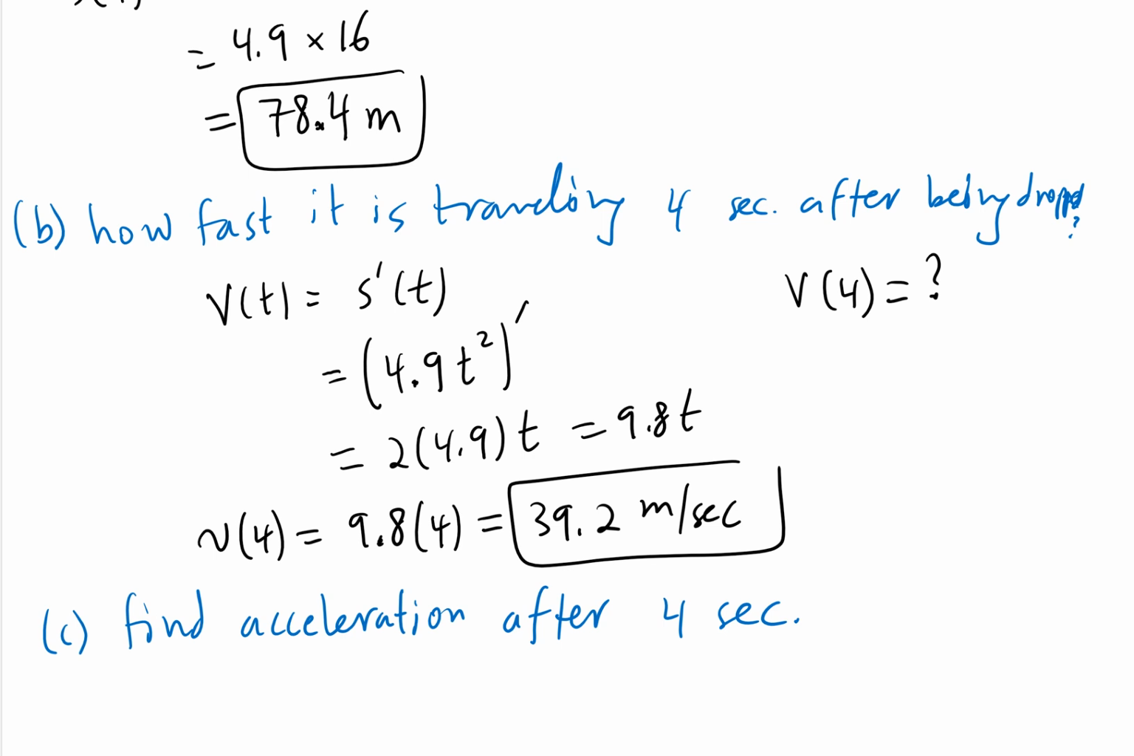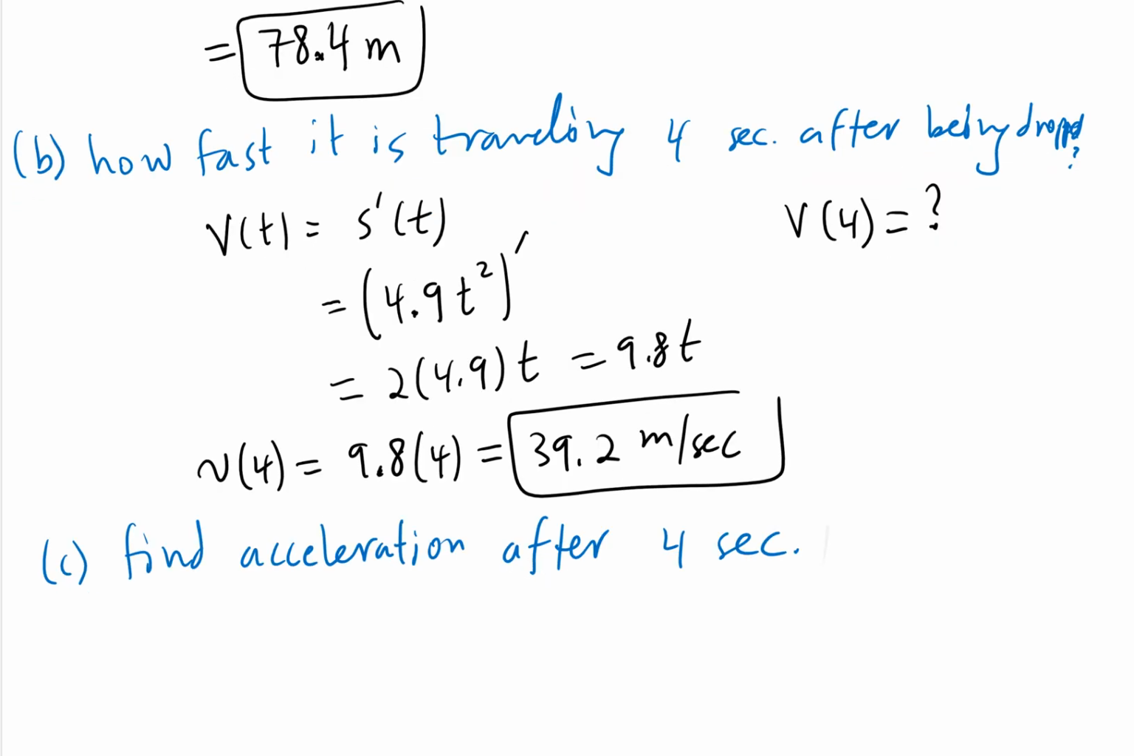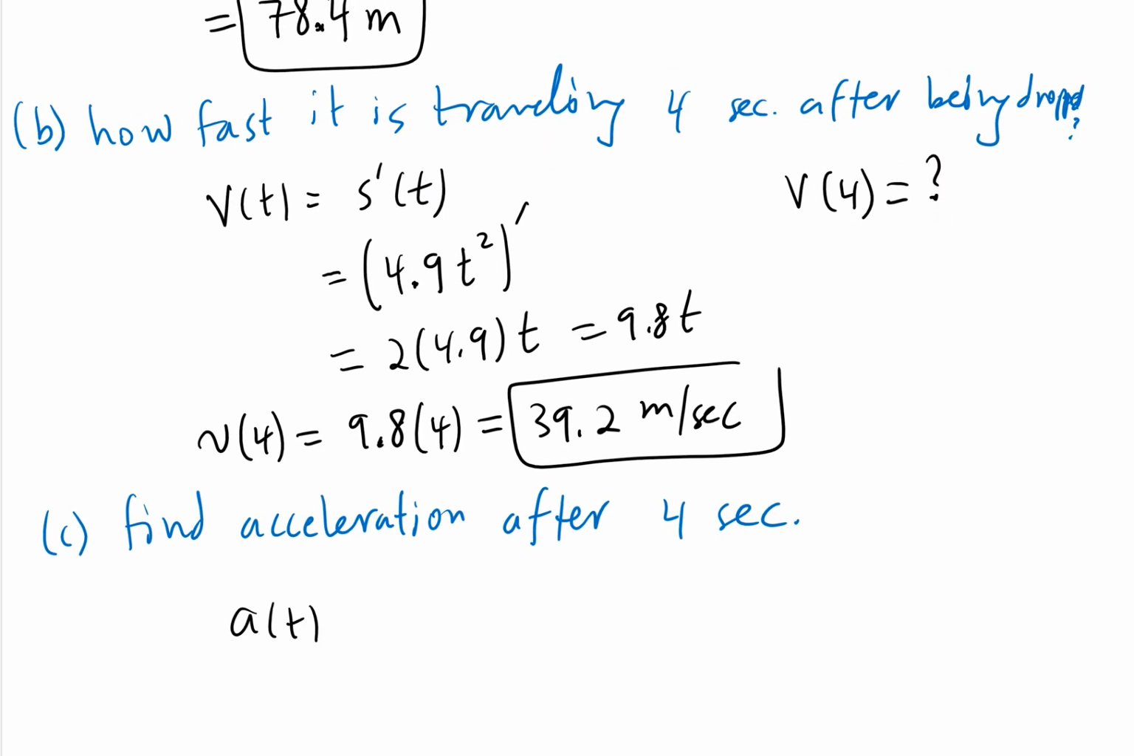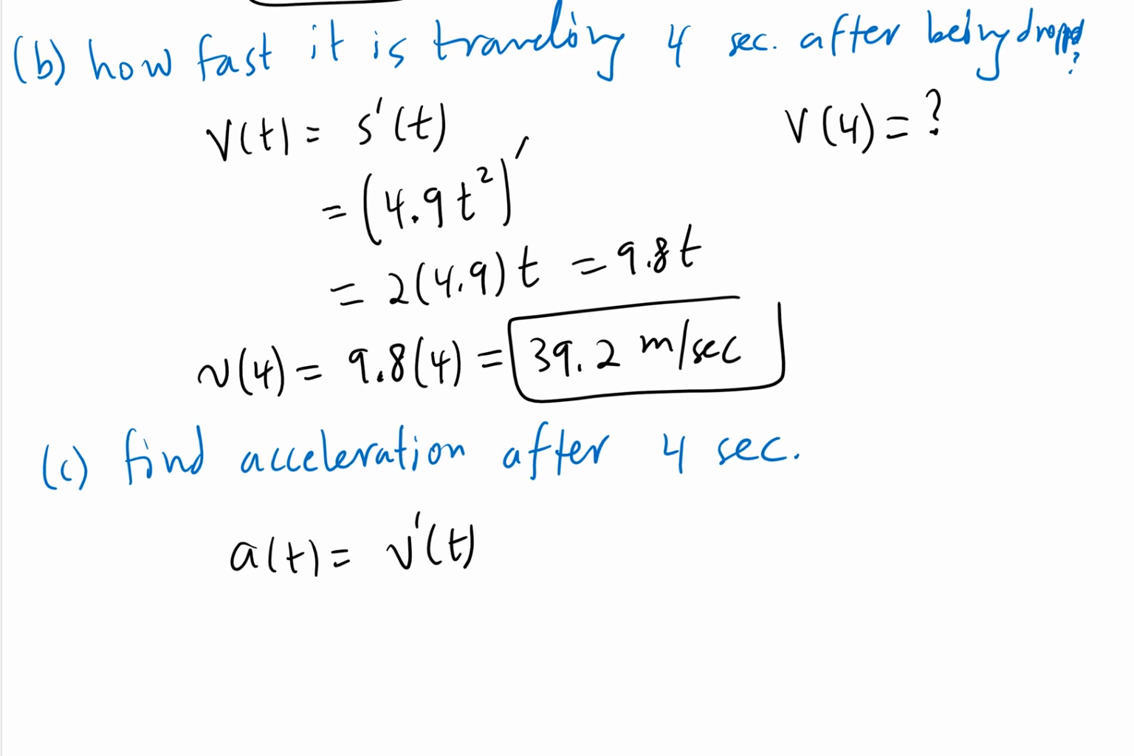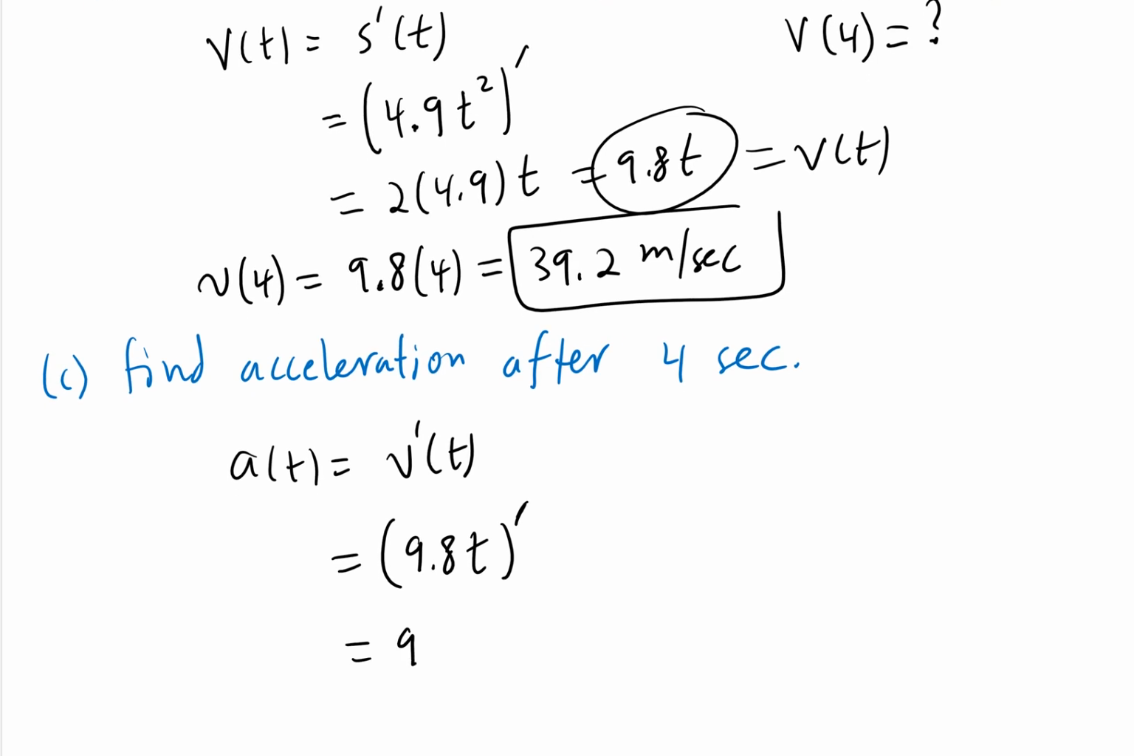So now we need to find the acceleration. What is acceleration? Acceleration a of t is the derivative of v. What is v? This is v of t. So it's the derivative of 9.8t. The derivative of this is simply 9.8. And usually the units are meters per second squared.